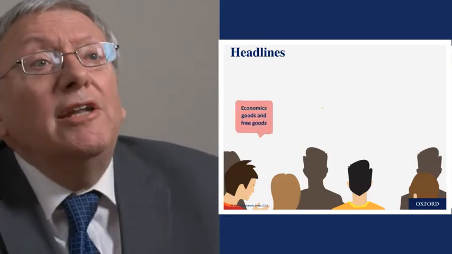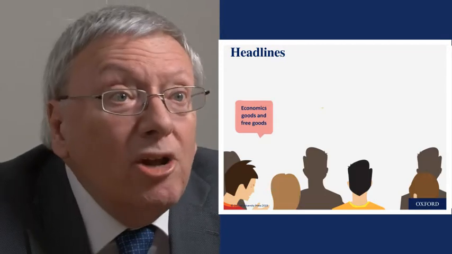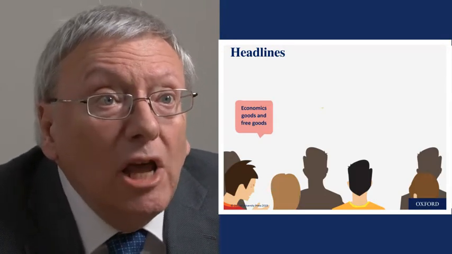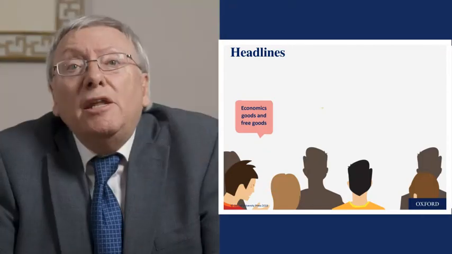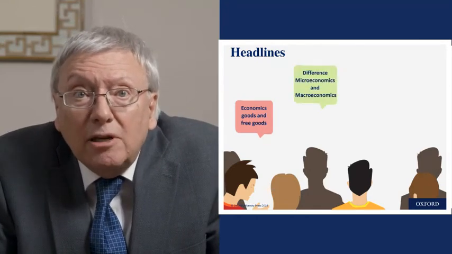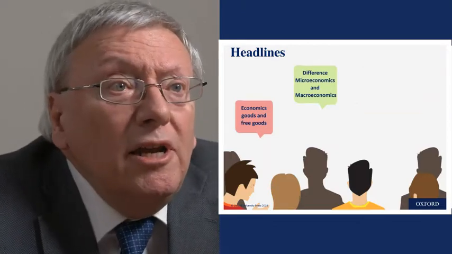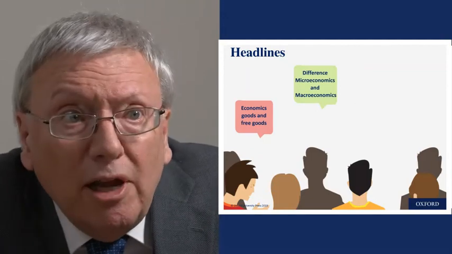So, here are some of the headlines of this video. The first headline is that in Unit 1, the new syllabus includes the difference between economic goods and free goods, and the difference between movements along a PPC and shifts in a PPC. Another important headline is that in Unit 2, the difference between microeconomics and macroeconomics is now included. The consequences of market failure and government intervention to address market failure are also now included.